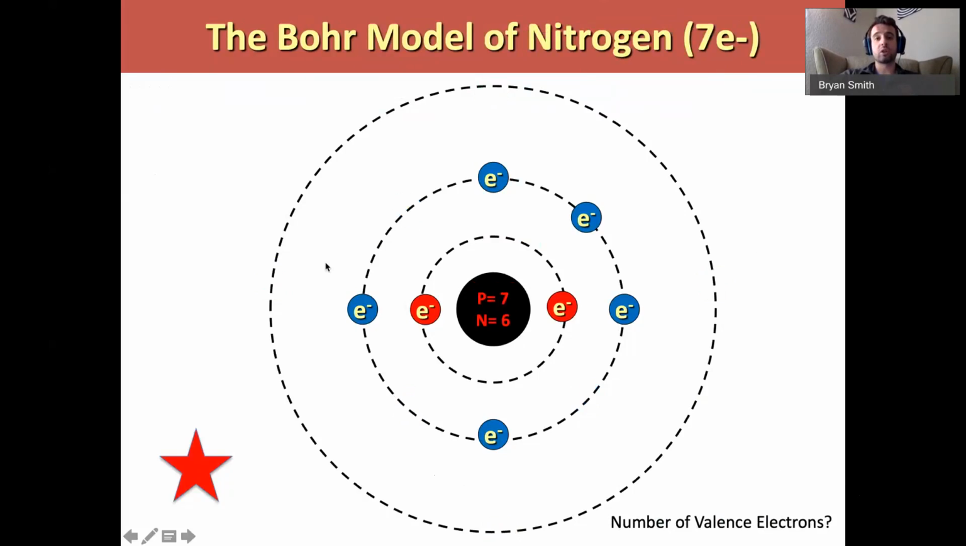Up next, we've got nitrogen. Nitrogen has 7 electrons. So it's got 2 in the first energy level and then 5 in the second energy level. So we are going to just count the blue electrons when we're figuring out valence electrons, and that adds up to 1, 2, 3, 4, 5. So we would say that it has 5 valence electrons, or VE.